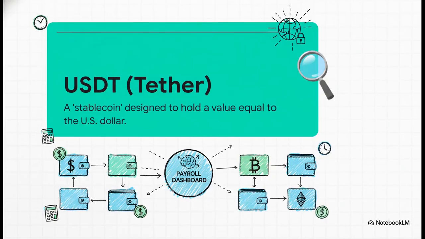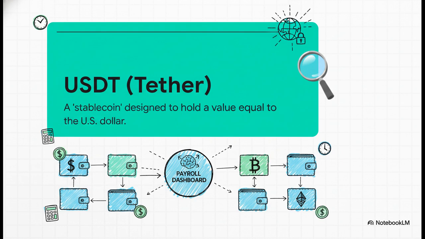Now, USDT is a little different. This one's called a stable coin, and the name kind of gives it away. Its value is designed to be stable because it's pegged to a real-world asset, in this case, the US dollar. So 1 USDT is pretty much always worth $1. And for payroll, oh, that's a total game changer. It means you don't have to worry about wild price swings. Your employee gets the exact dollar value you meant to send them.